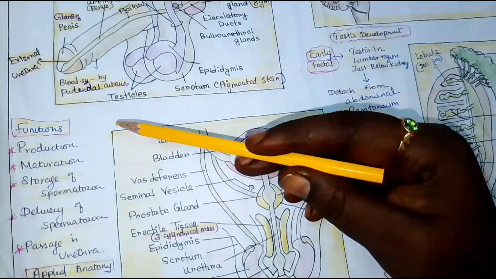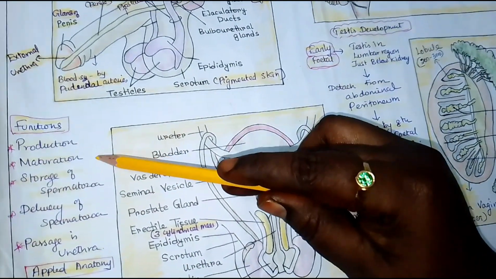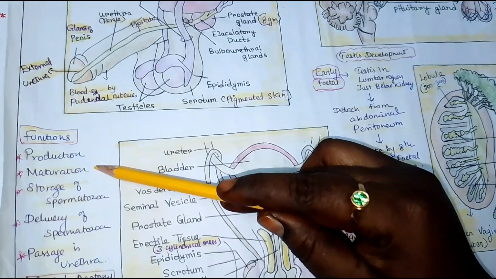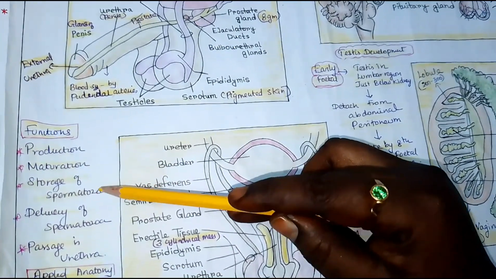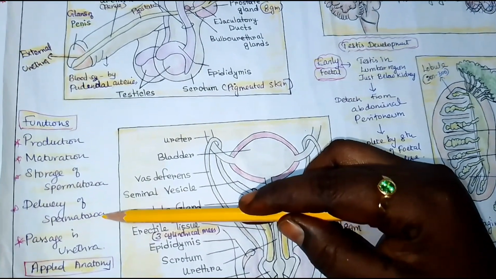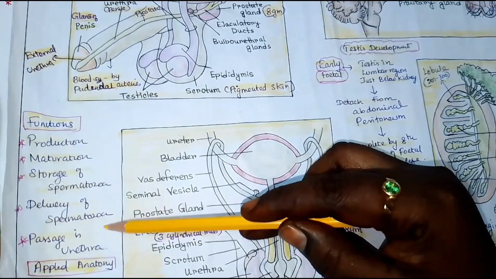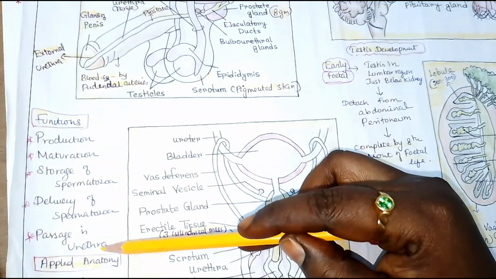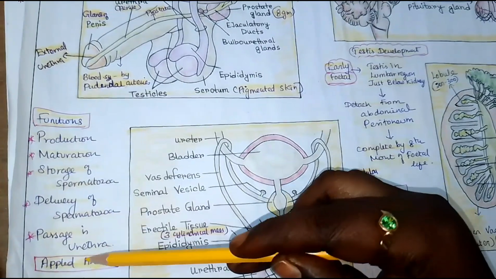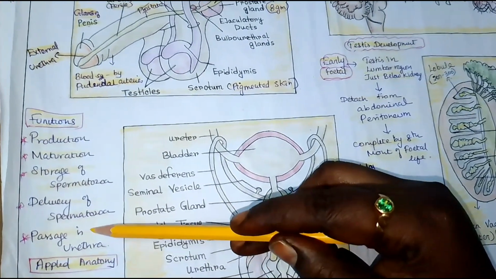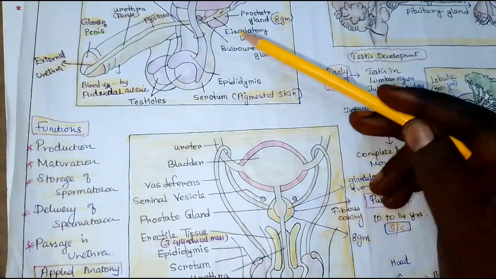That is called production. What is producing? It's producing the sperm. Maturation, how is it maturing? Storage, where is it storing? And what is the delivery? It's called the ejaculation process, delivery of spermatozoa. Then passage, where is it passing? It is passed through the urethra. You must understand that urine also passes through it and the sperm also passes through it. Okay, we will see in detail about this in this class.